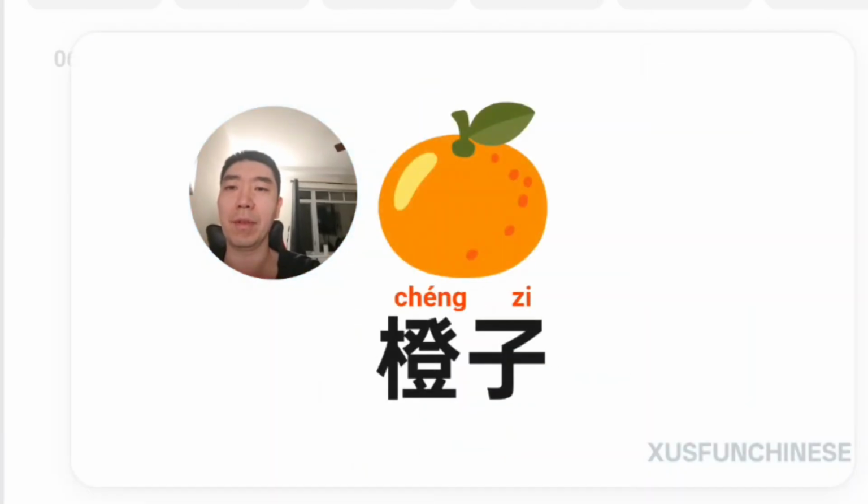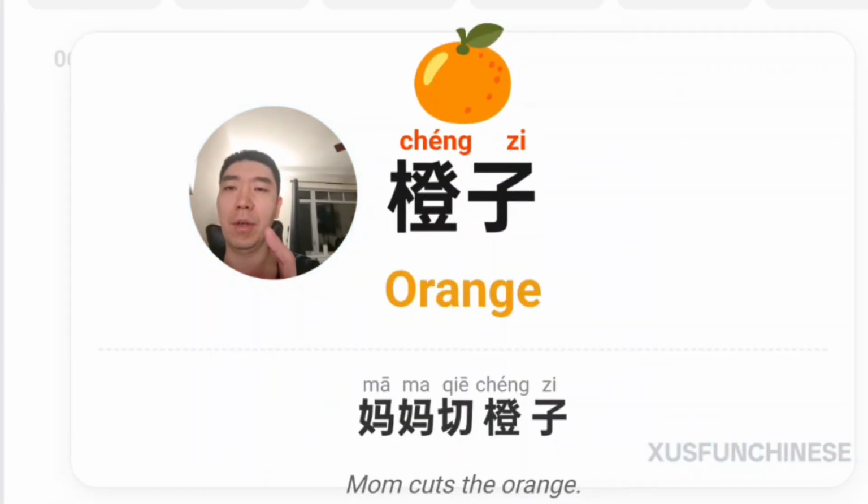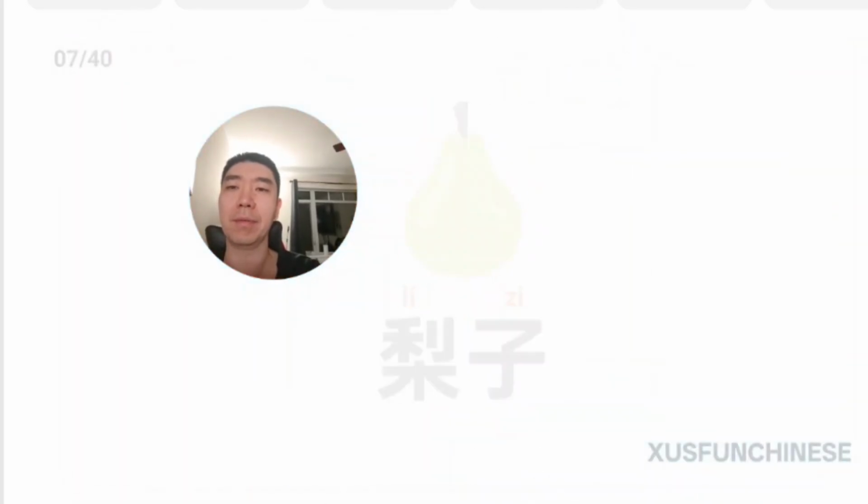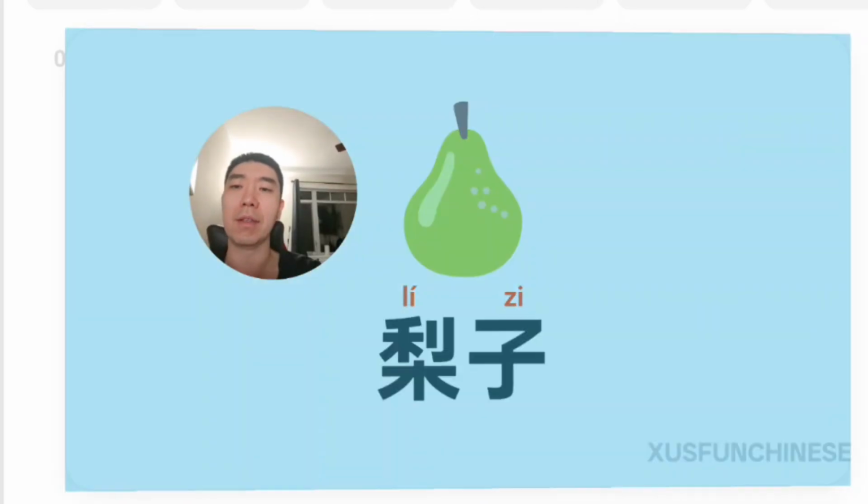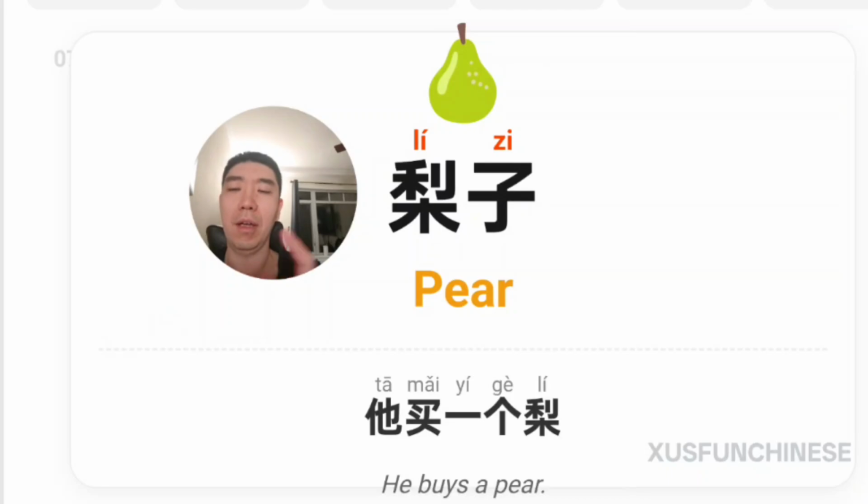橙子。妈妈切橙子。So 橙子, you will see a lot of nouns have a 子 as the ending. It just makes it a disyllabic word. Actually, the 子 doesn't really carry any meaning in many nouns. 梨子。See, 梨子。他买一个梨。It should be 他买了一个梨。他买一个梨 really lacks the information of the time.